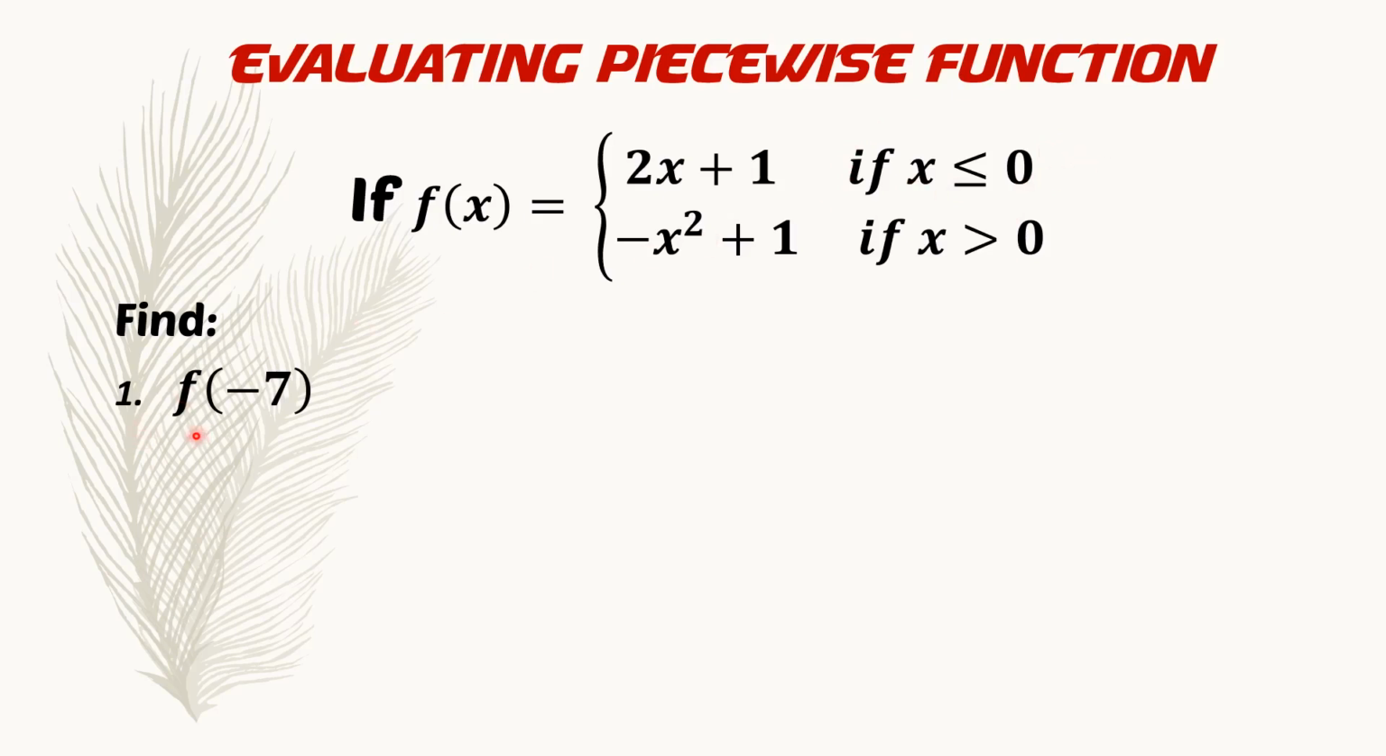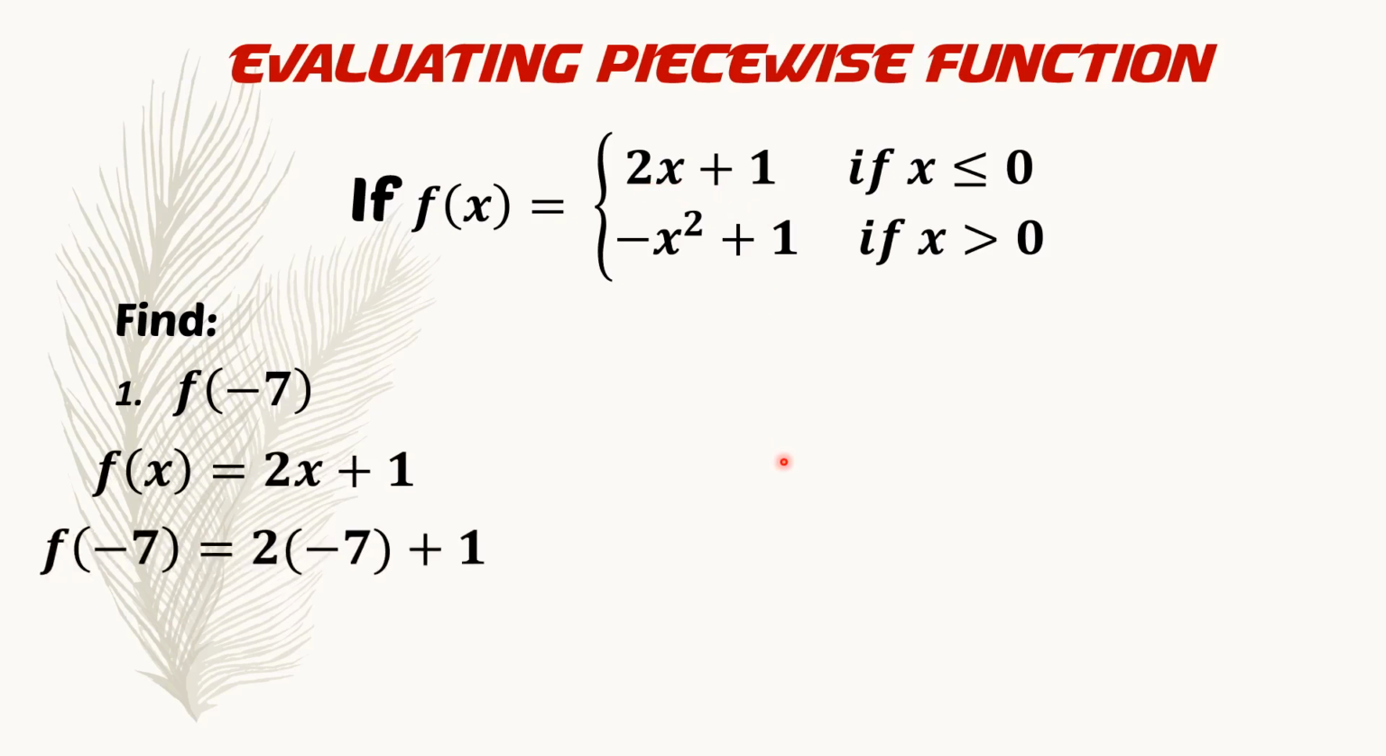If we are asked to find f of negative 7, since negative 7 is less than 0, we will be using the first equation, 2x plus 1. Then we just substitute negative 7 for x, so you will have 2 times negative 7 plus 1, that will give you negative 14 plus 1, and that will give you negative 13. So therefore, if x is negative 7, your y is negative 13.